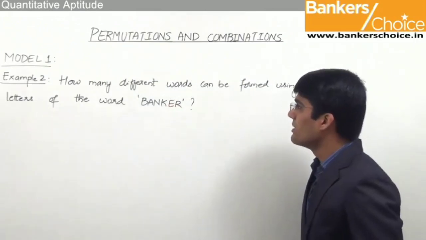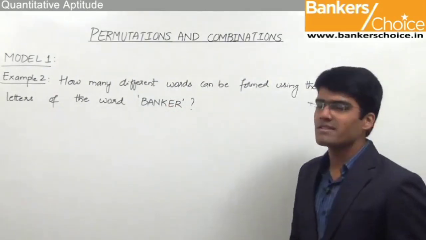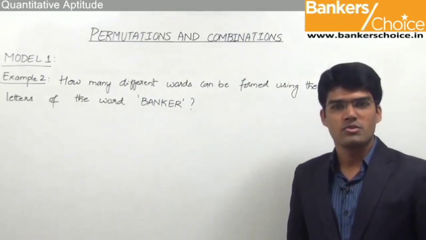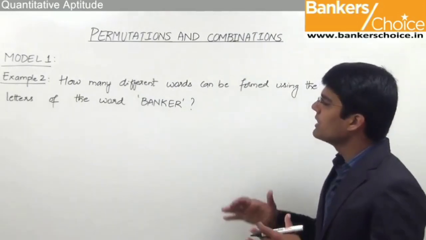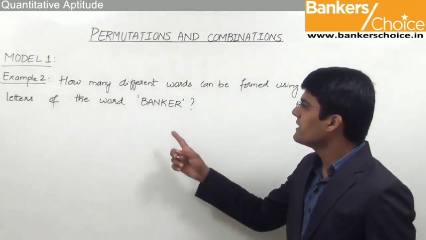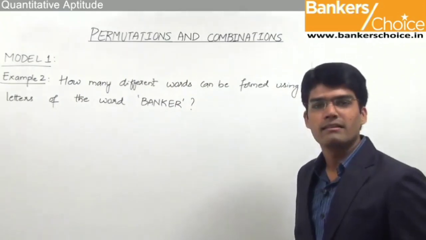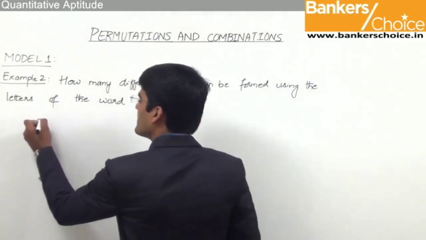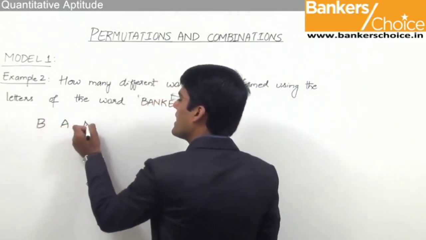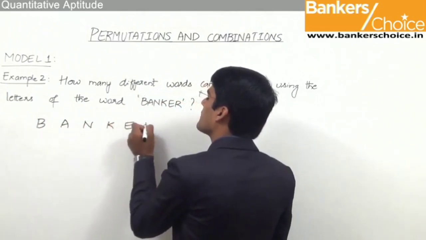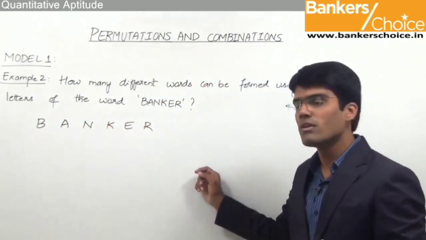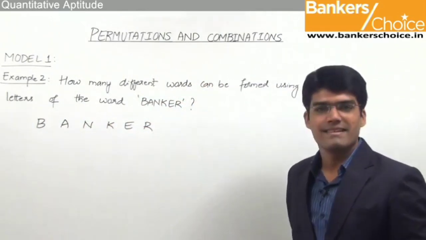How many different words can be formed using the letters of the word banker? So here we have to form all the possible words which can be made with the help of the letters of the word banker. Now as we can see, here we have got 6 different letters, B-A-N-K-E-R. So we need to form all possible words using these 6 letters.